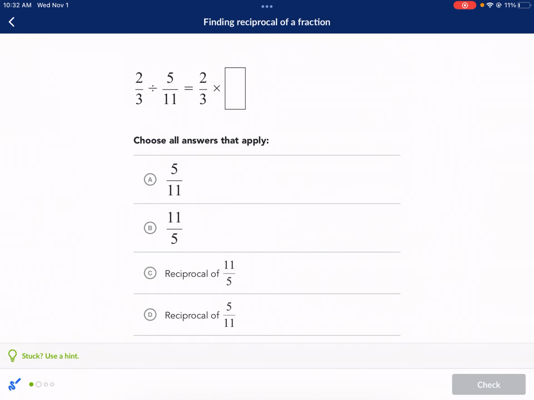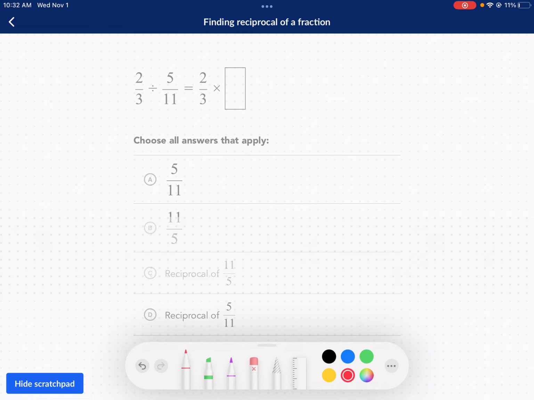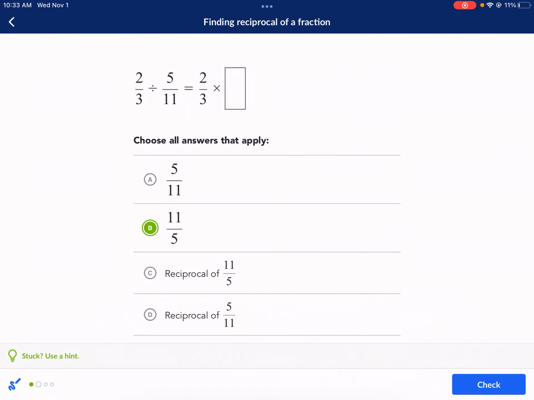This one is explaining how division is the same thing as multiplying by the reciprocal. Here, I see that it wants me to put the reciprocal of 5 over 11. So I just need to flip the 5 and the 11, so that becomes 11 over 5. And that's the same thing as division. That's the most important feature of reciprocals: multiplying by the reciprocal is the same thing as dividing. So I should probably highlight that too. We're just going to choose 11 over 5.